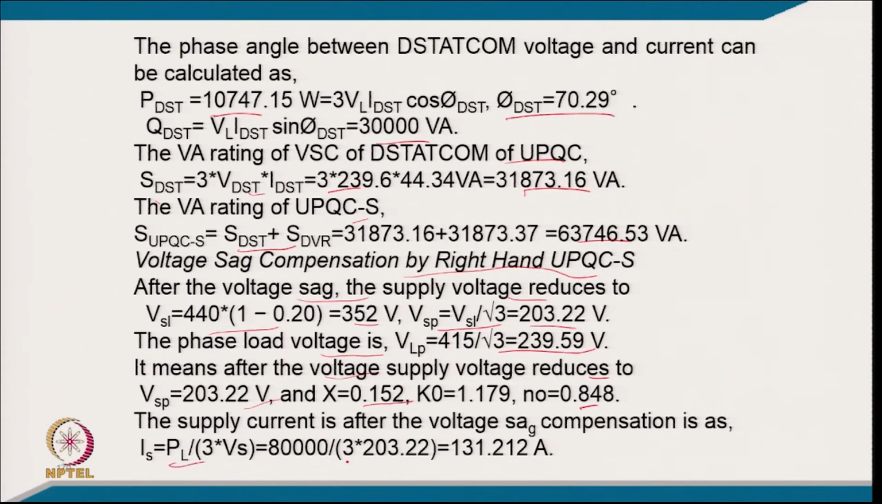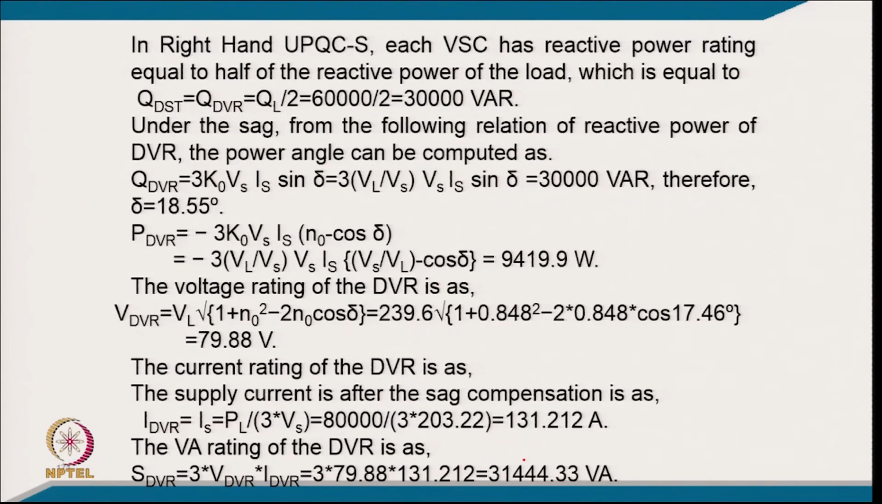So, you can find out the typically supply current corresponding to this voltage. So, it comes 139.212, and in the right hand UPQC each VSC has a reactive power rating equal to half of the reactive power. So, that is 60 by 2, 30 kVAr, and for the voltage sag the following relation of reactive power angle is to be computed. So, it comes delta equal to 0.85 from this relation, and PDVR from keeping the value it comes 9.42 kilowatt, and voltage rating of DVR comes from this relation 79.88. I am inputting the value.